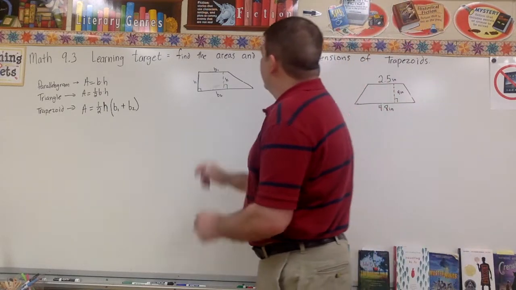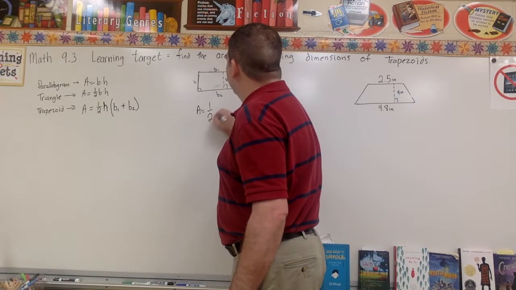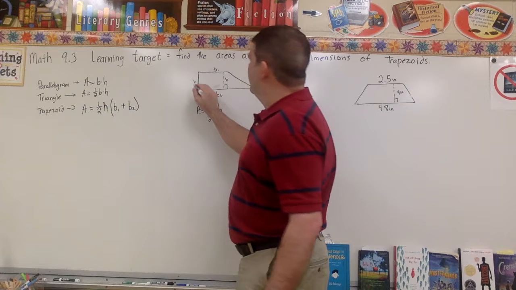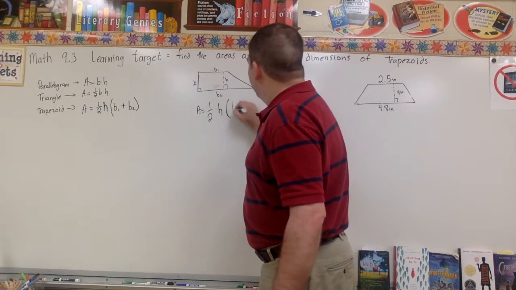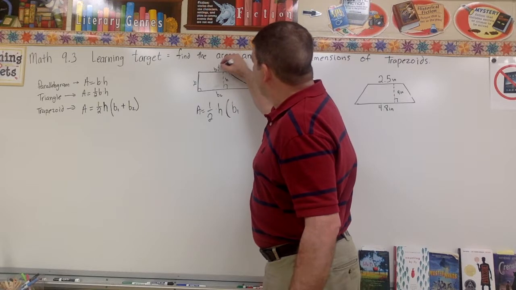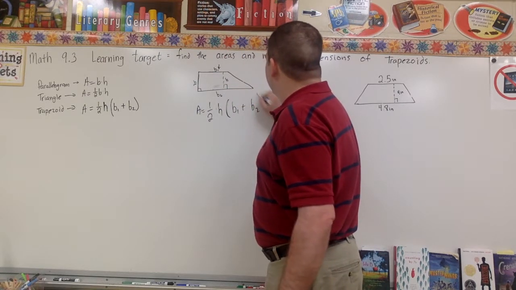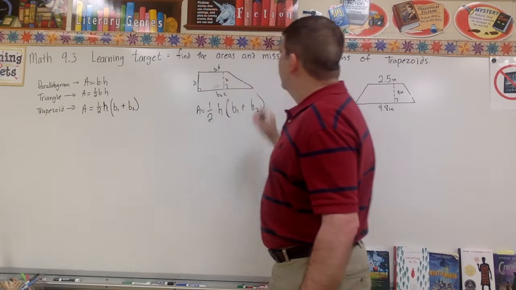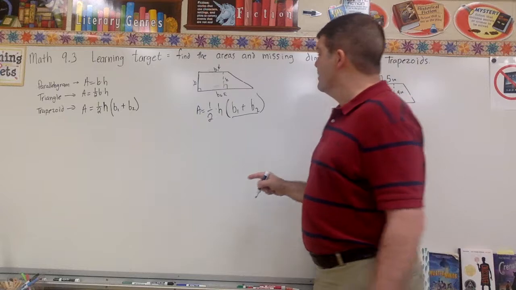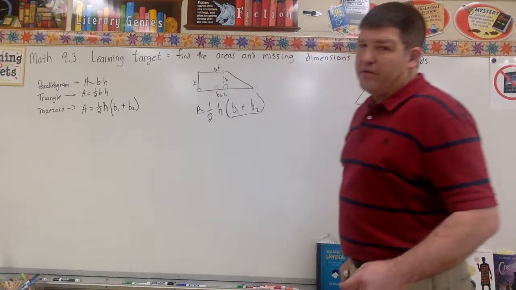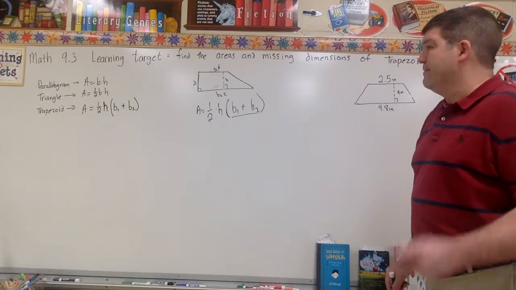So, in the formula, area equals 1/2 times my height, which is right there, and then times my base 1, which is right there, plus my base 2, which is right there. Then you put those together first. You always do parentheses first. Then you can multiply them in any way you want. Okay? And it's like a triangle.